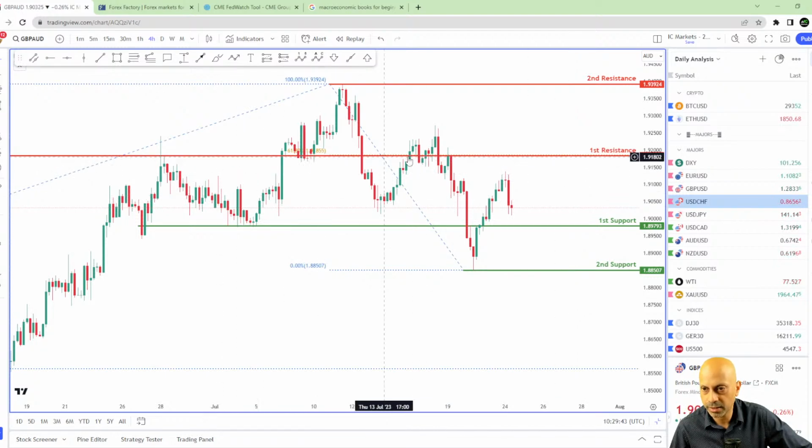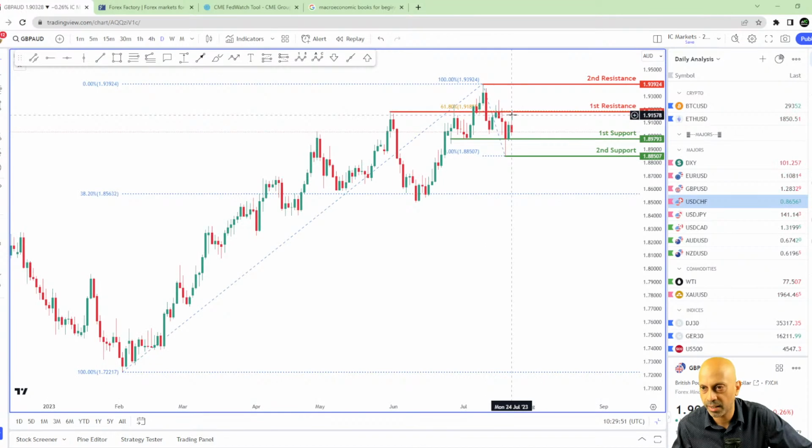Okay, as we can see here, it doesn't look very good, and the overlap doesn't look very good on the 4-hour time frame, but I think on the daily it's pretty alright, and also it lines up with the 61.8% Fibonacci retracement.